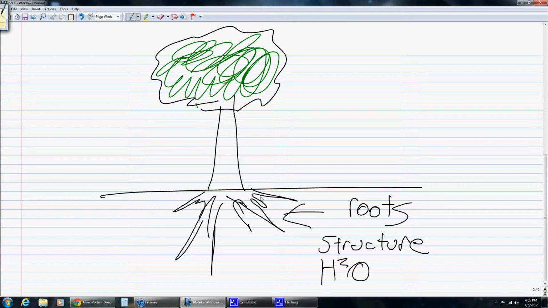Because again, if it was really shallow like this, a simple wind can come and just knock it over. You need to have something strong down here that can hold all the weight of a large tree or even a smaller plant. It still needs to have its roots deeply embedded.